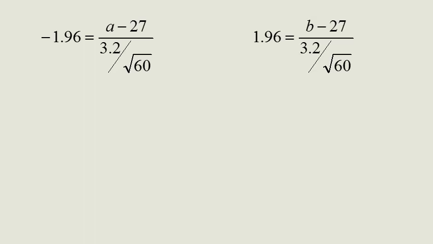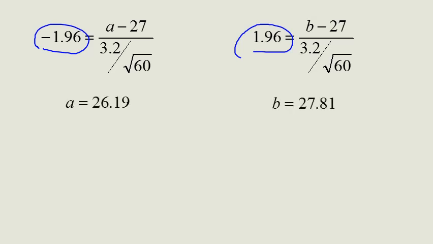So here are my critical value equations. We create z by subtracting the mean from the null hypothesis and dividing by the SD. For the lower critical value, we set it equal to negative 1.96. For the upper critical value, we set it equal to positive 1.96. So our critical values are 26.19 and 27.181.